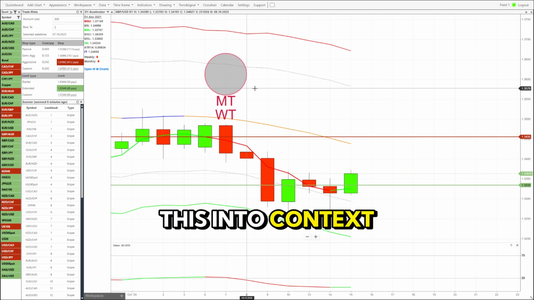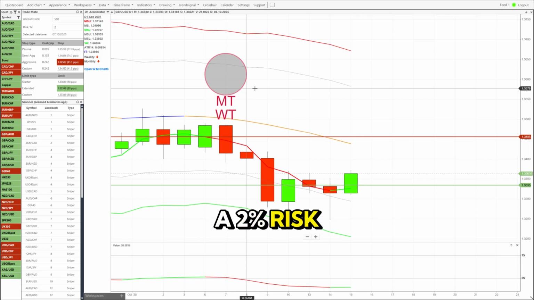But to put this into context, as I say, it's about a 4% return on your account using a 2% risk. But 80 pips, if you're trading at £1 per pip, it's £80. Now, of course, £2, £160, £4, £320. It scales up pretty quickly. It's just about doing it in a safe and effective way.